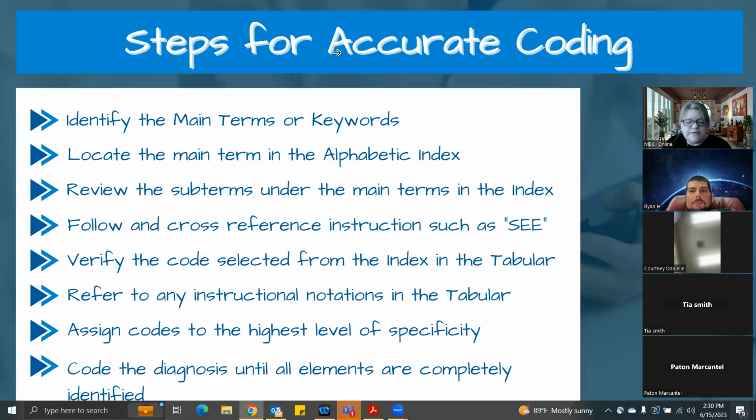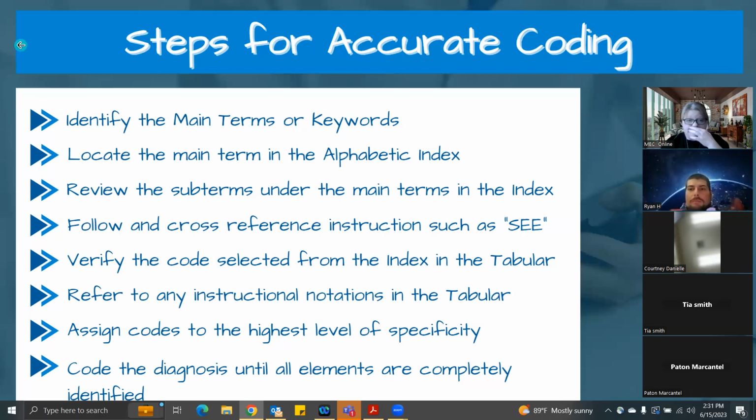So we code the diagnosis until all elements are completely identified. And basically all that means is make sure that if it needs to be out to 7 characters, get it out to 7 characters. Recognize when you need a placeholder. And that's the thing, guys. If it needs that, it's going to tell you that in the book. It literally tells you everything it needs. So all you got to do is read. If you're just paying attention to what you're reading around the code, you will get it.